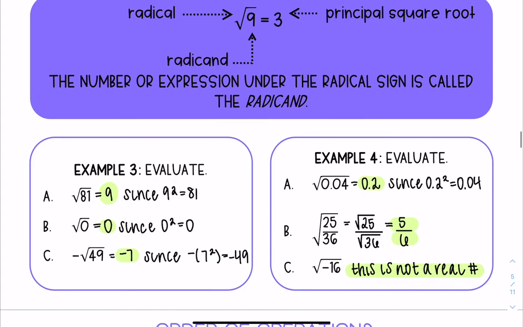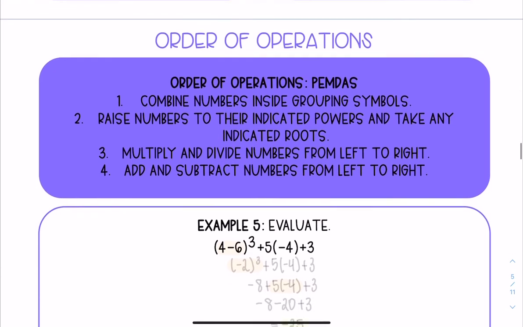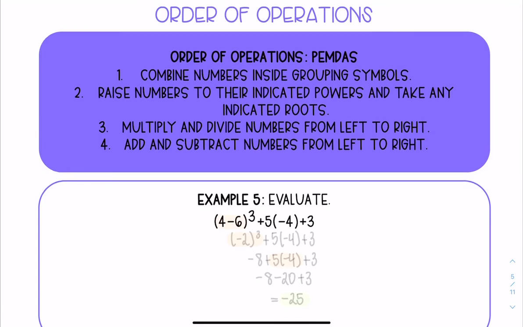Now let's talk about order of operations again with a little bit more difficulty. So we have the same rules. We combine numbers inside the grouping symbols. We raise numbers to their indicated powers and take any indicated roots. We multiply and divide numbers from left to right, and we add and subtract numbers from left to right.